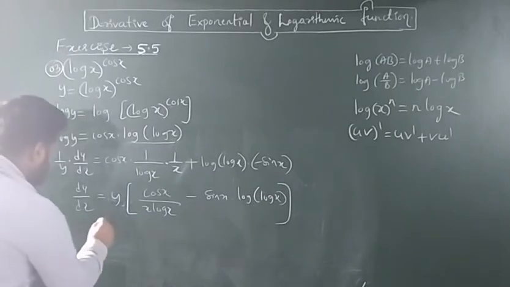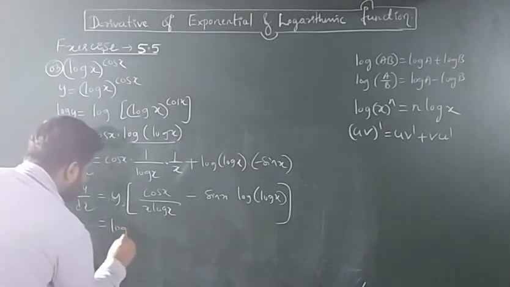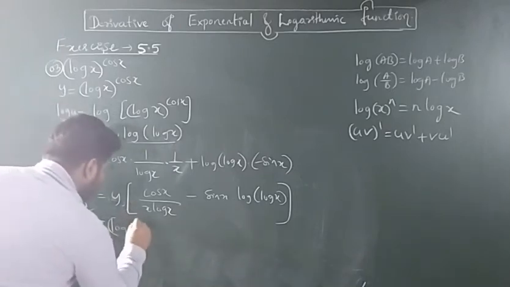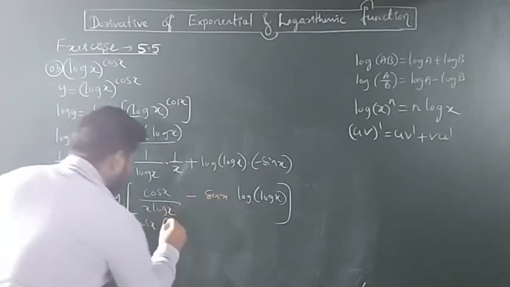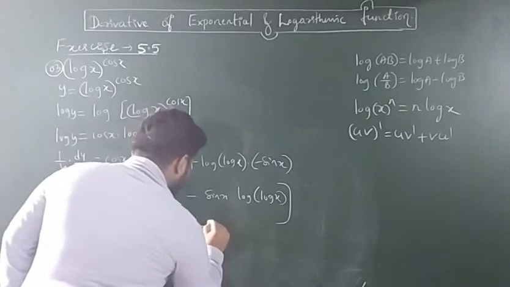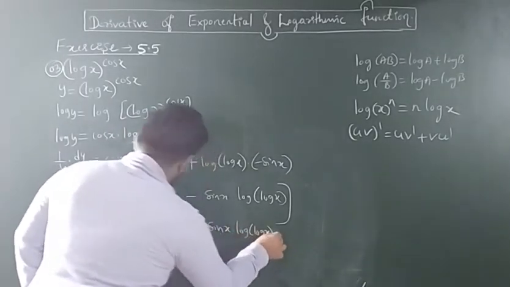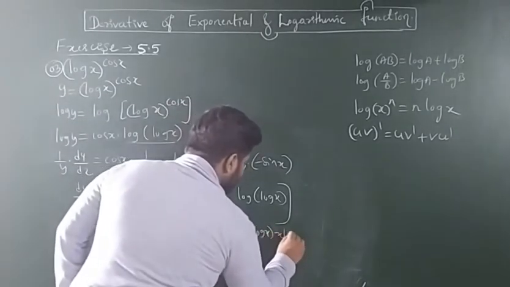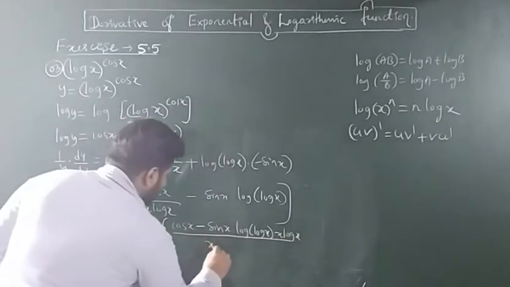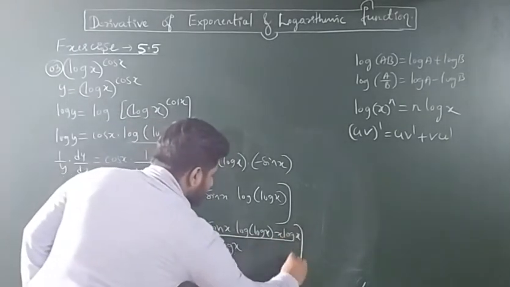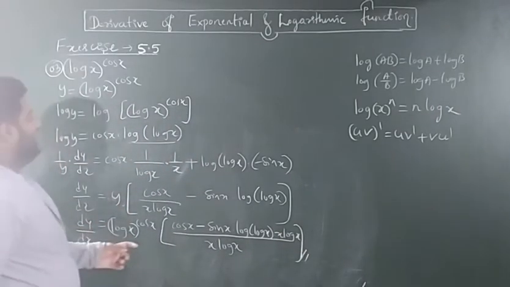So you can take an LCM and transfer this side. What is y here? y is nothing but log x to the power cos x. So remaining, if you take the LCM, this will be multiplied to this side. So cos x minus sin x into log of log x into, so this one, x log x, whole divided by whatever LCM is here, x log x. So this is the final answer for this question, dy by dx.